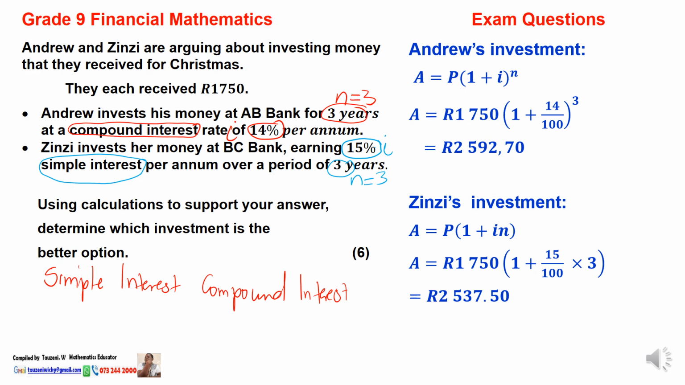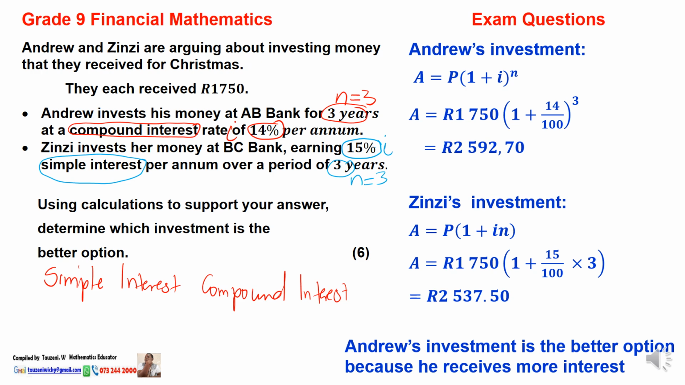So make sure you read to determine what is the type of interest so that you choose the right formula. What is I, the rate of interest, what is n, and then you substitute and use a calculator. So our question in this case is answered. If you are doing an investment, the better option is the one that offers more money. If you are investing, the better option is the one that offers more interest.